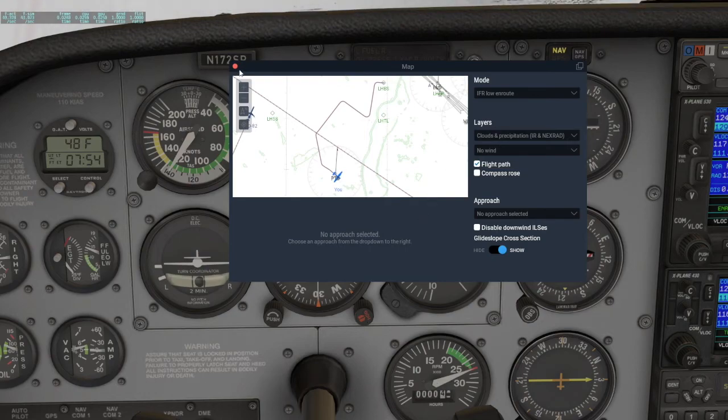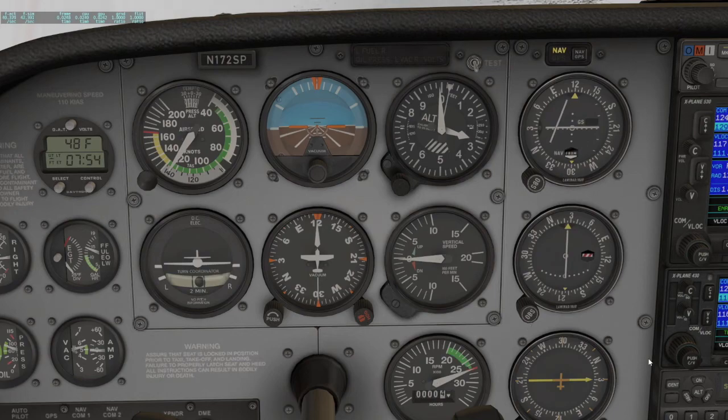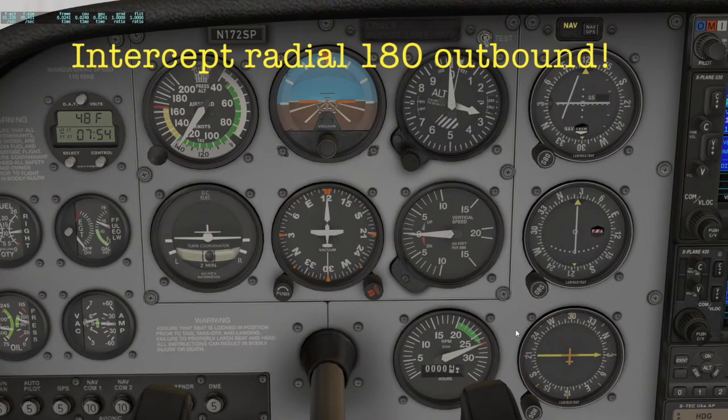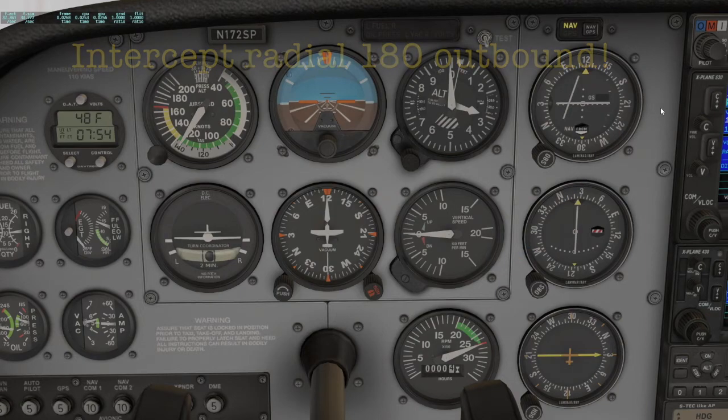Now, let's do another example, maybe of an outbound interception. Okay, let's say now you are flying and you've been instructed by ATC to intercept radial 180 outbound. 180 outbound. First thing, you tune in and identify the station if you haven't done so already.